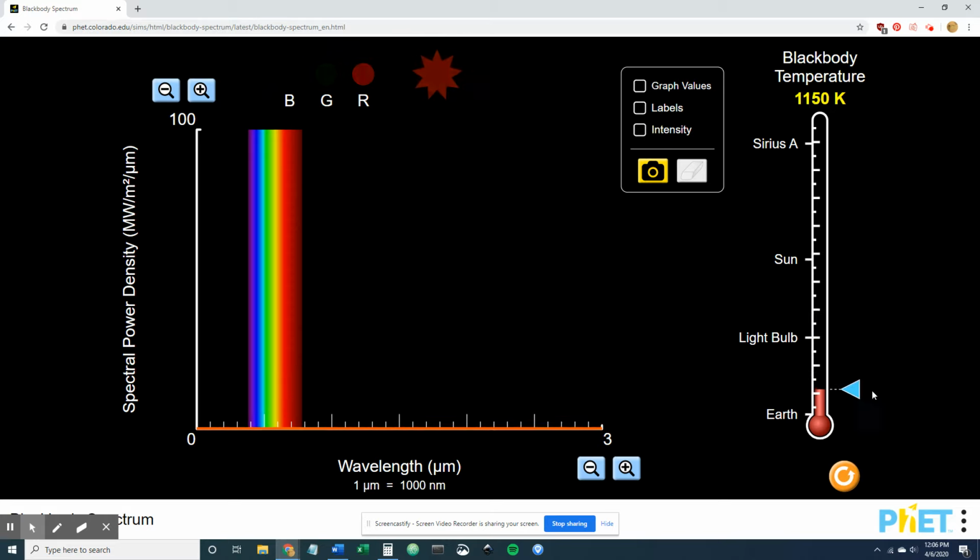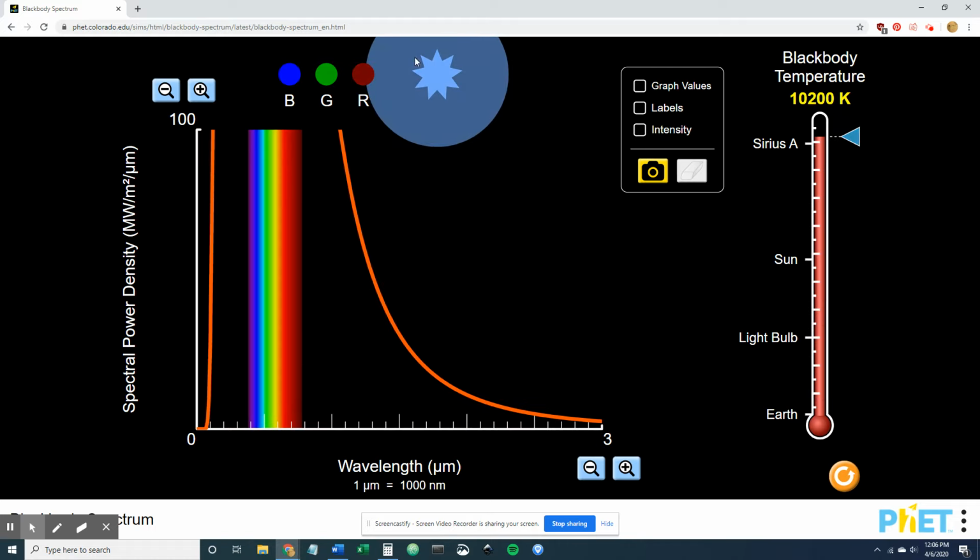So we'll see at very low temperatures, things look dark. That's because they're very cold. They're not emitting much energy. At very high temperatures, things look kind of blue. That's because blue is a more energetic part of the visual light spectrum.